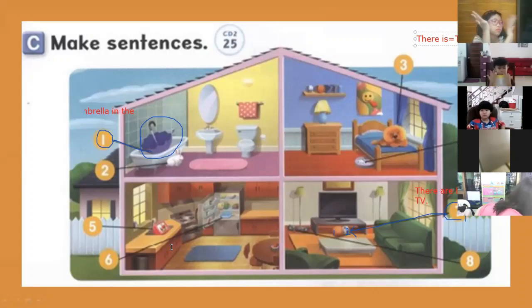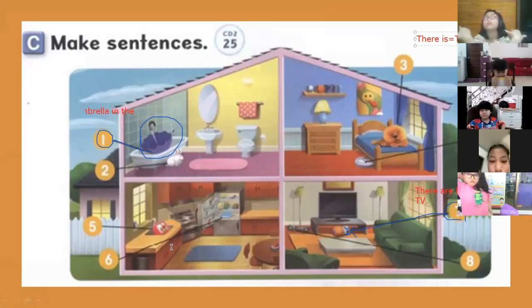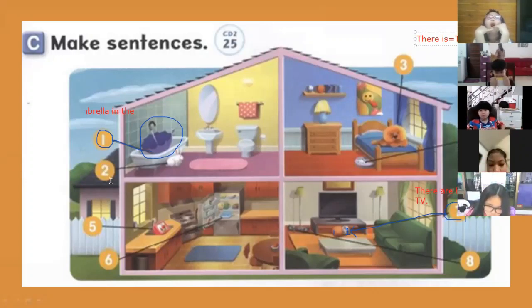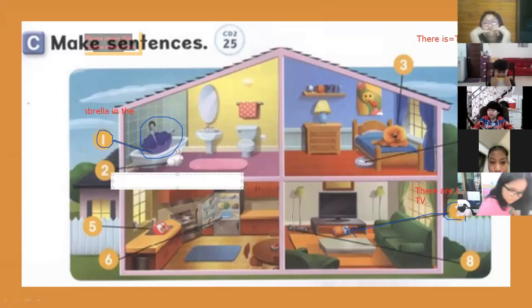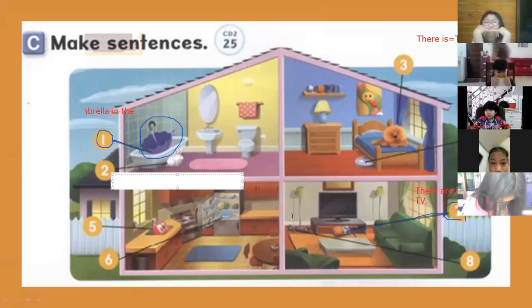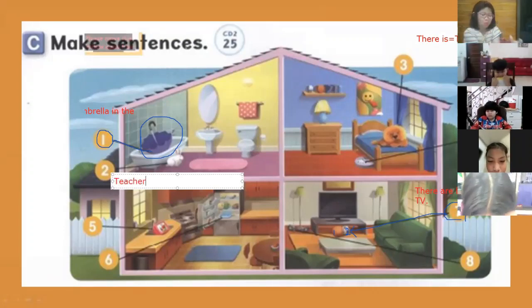You don't need to write. You think of a sentence. Maybe Teacher Patch will assign names for number 2. So you can prepare the sentence. Me first. Okay, Teacher D, number 2.